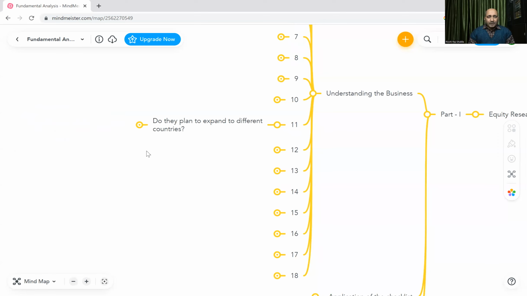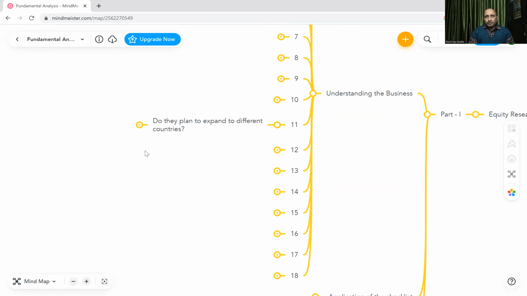Do they plan to expand to different countries? This can be a good sign, or may not be a good sign. We have to see in which country they try to expand and whether that will give impetus to revenue growth, whether this expansion is strategically in line with their core competence. If it will enhance their core competence, then it is good. Otherwise, we should be away from such companies.